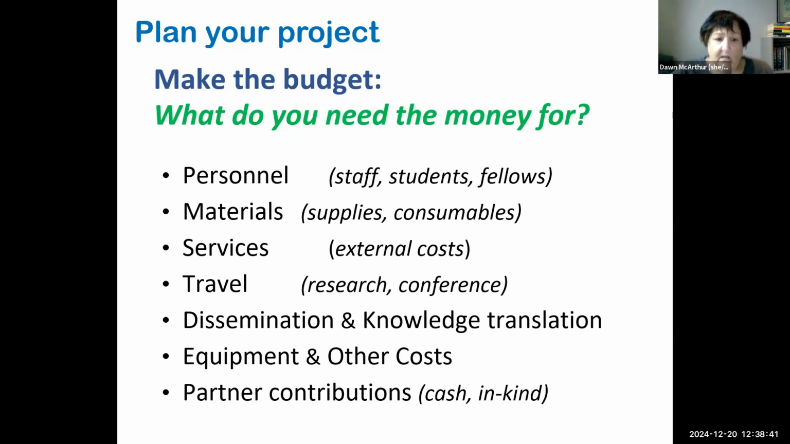You might be allowed to buy equipment. Small equipment often goes in materials because it's considered a consumable. So like computers, as long as they don't cost over $5,000, are usually in materials. And then you might have contributions from your institution or some other partner that you need to think about in your budget. But you need to think about these things early, while you're thinking about your project plan.